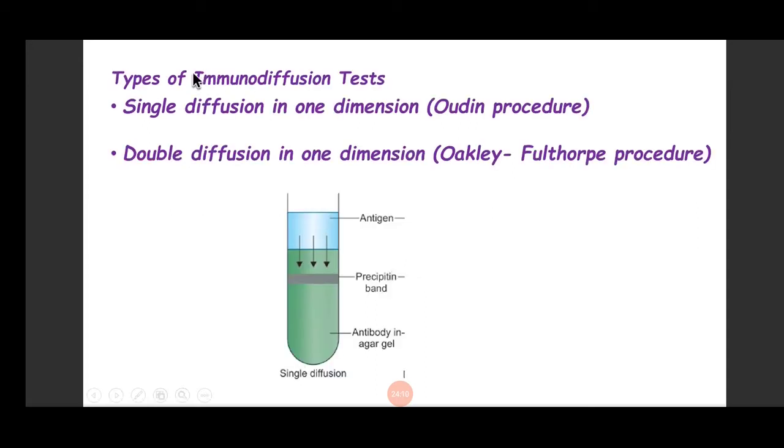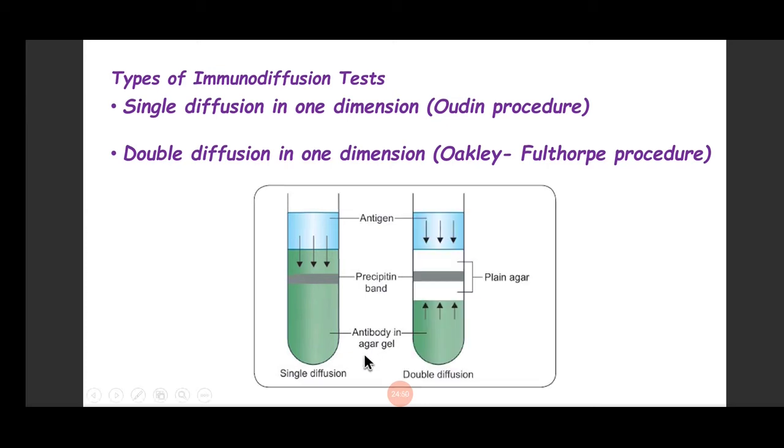The simplest form of immunodiffusion test is this: you have taken the agar, and this agar contains antibody. The whole of the agar contains antibody. Then you have placed antigen at the top of the agar. This antigen will diffuse down and it will meet the antibody at an optimum concentration, and there it will form a precipitation. This is single diffusion in one dimension, because it is only the antigen that is diffusing, as antibody is present throughout the gel and antigen is diffusing in one direction. So this one is called single diffusion in one dimension, or the Oudin procedure.